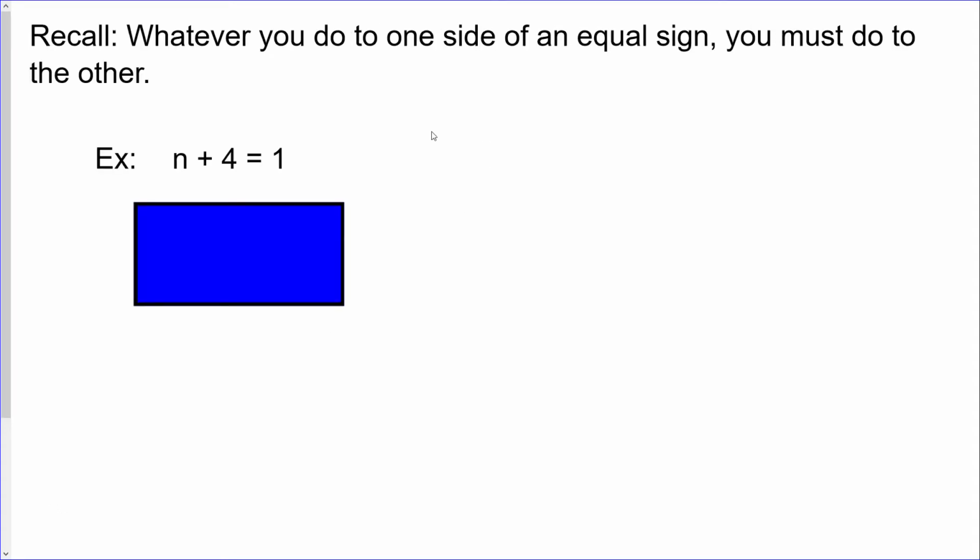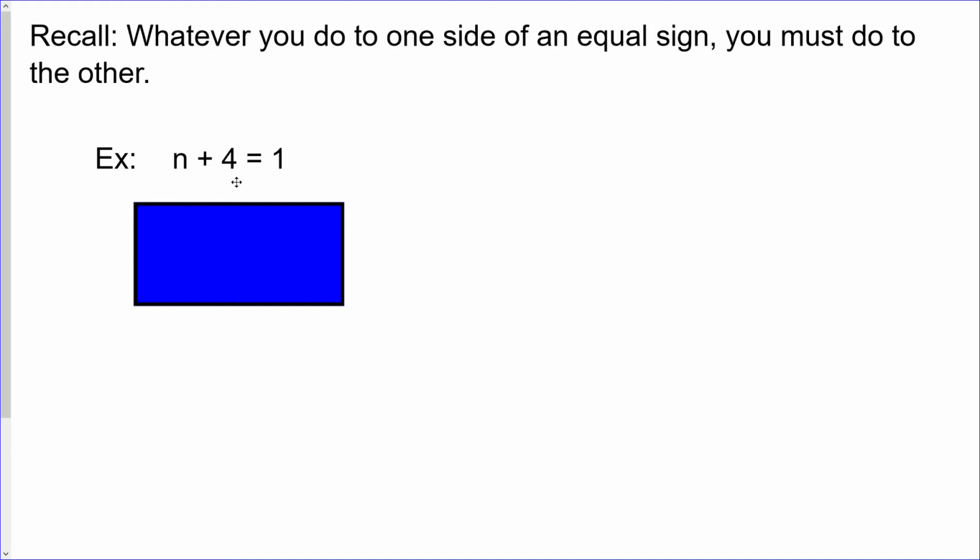Alright, quick recall from last video. Whatever you do to one side of an equal sign, you must do to the other. So when we're wanting to solve an equation like this one, yes, I know you can probably see the answer, but we're going to, again, focus on a bit of a system for finding it so that when the questions get a little more complicated, you know what to do.